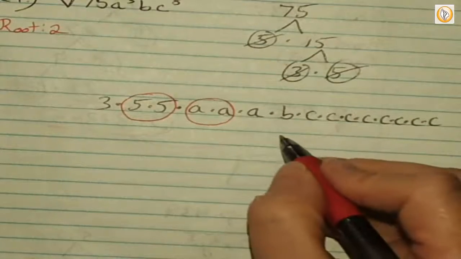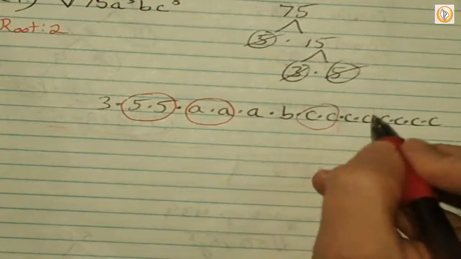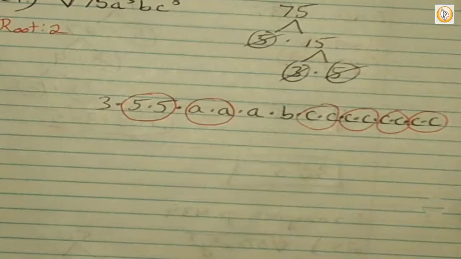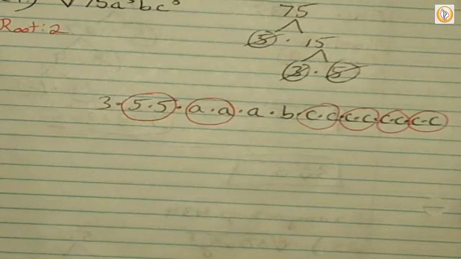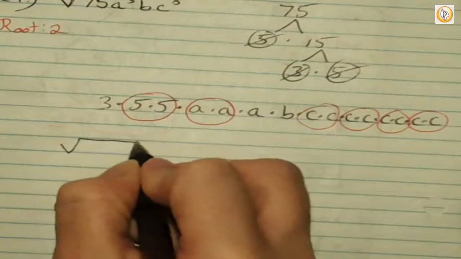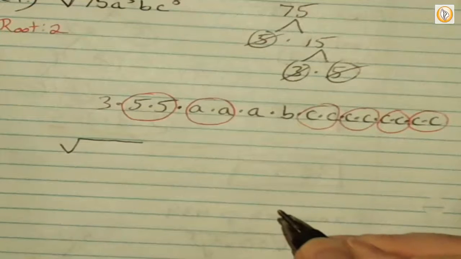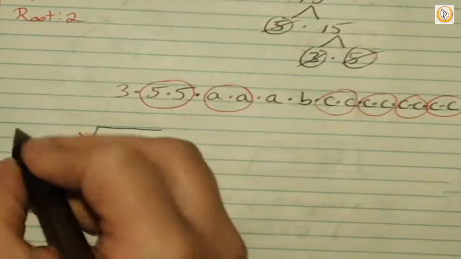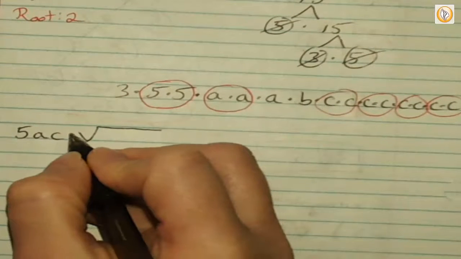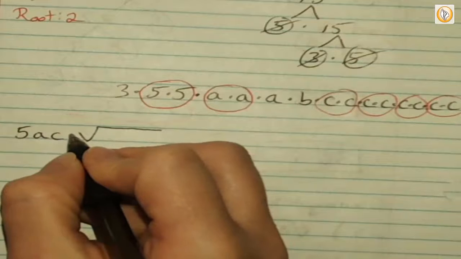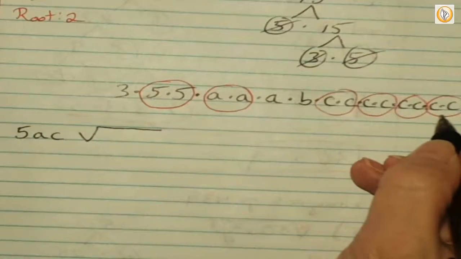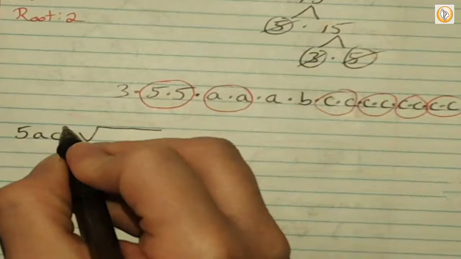I have a group of 5s. A's, do I have any groups of B's? And then I have 1, 2, 3, 4 groups of C's. So, Miranda, what goes on the outside? 5, A, C times C times C times C. Or not just once. How many C's do I have? 4.